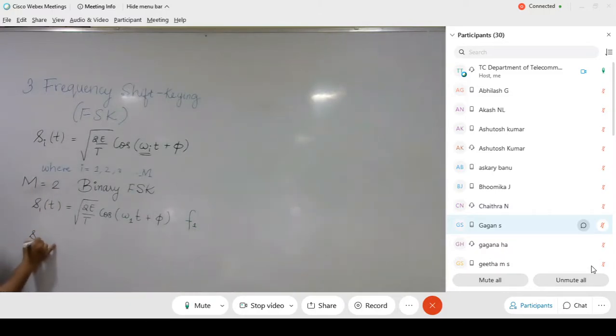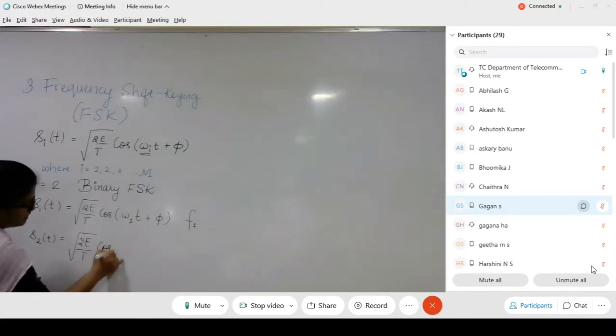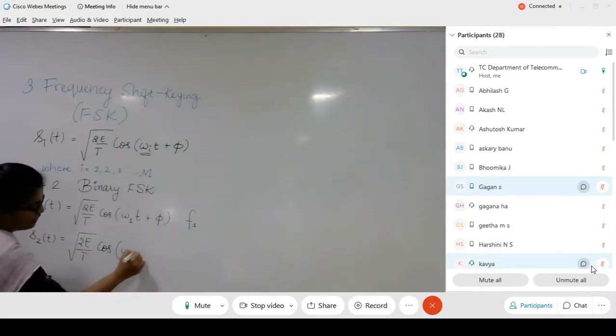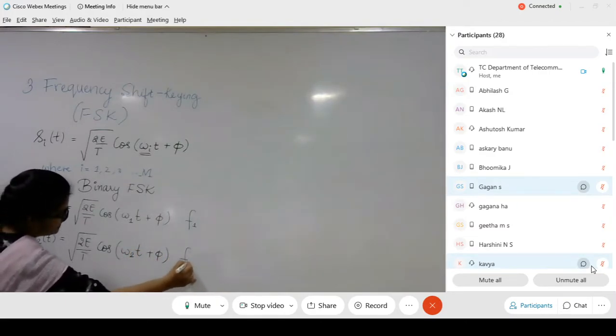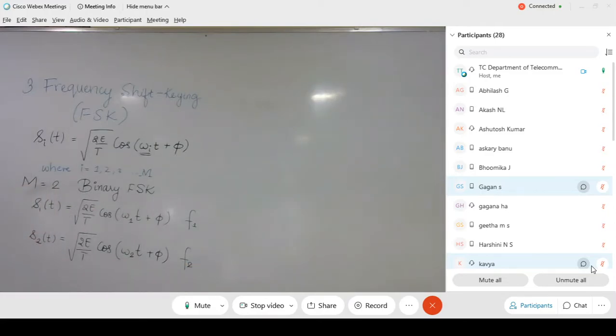The second symbol s2 is another symbol with amplitude under the root 2E by T, cosine, and the second symbol will have a different frequency, omega_2 t plus phi. So here the carrier frequency is f2. Please remember these are two different sinusoids with frequencies f1 and f2. So here these are the equations for the symbols.